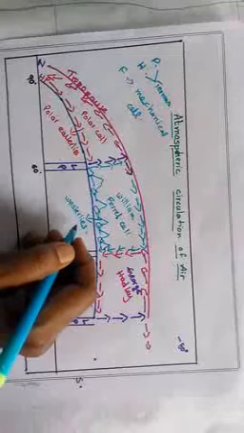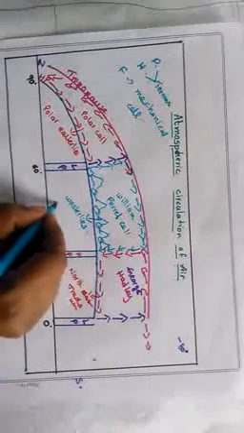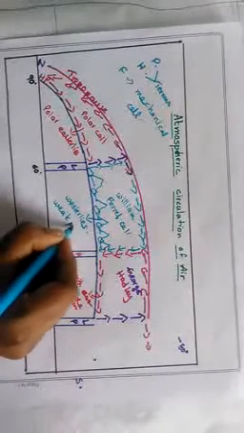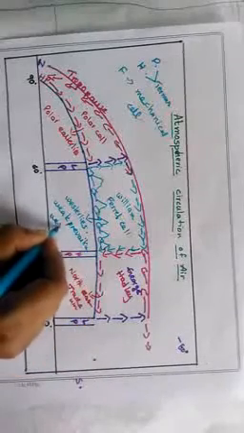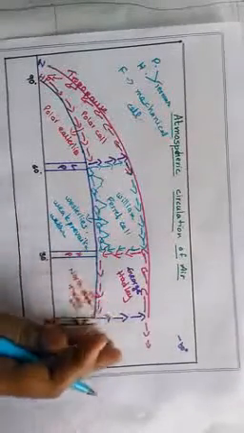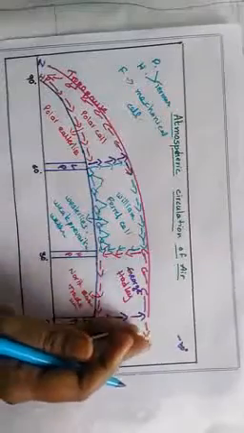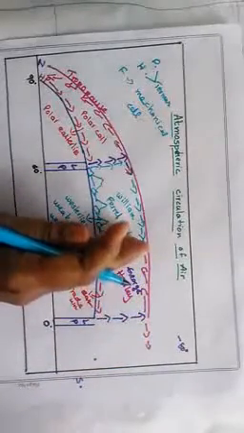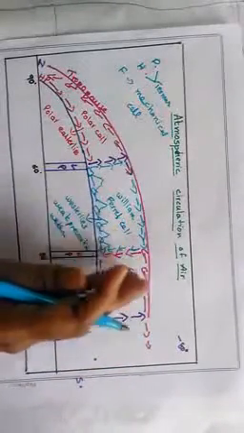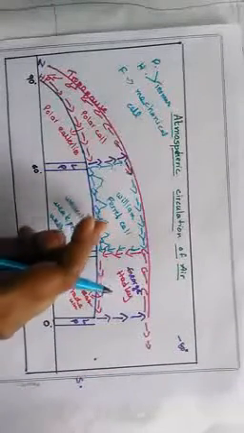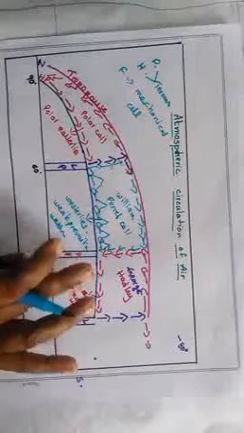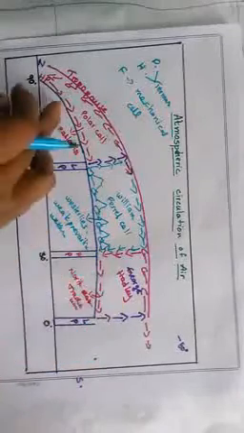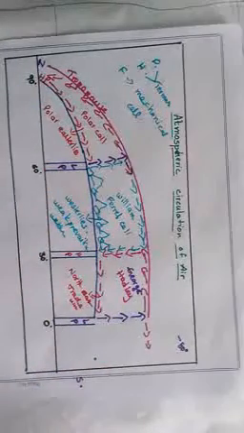Sometimes it is also called the weak prevailing westerlies. Because of the shifting of the Hadley cell towards the north direction and sometimes towards the south direction, we call them the weak prevailing westerlies. The winds which are blowing here are weak when compared to the Hadley cell and polar cell. By this we completed this chapter.